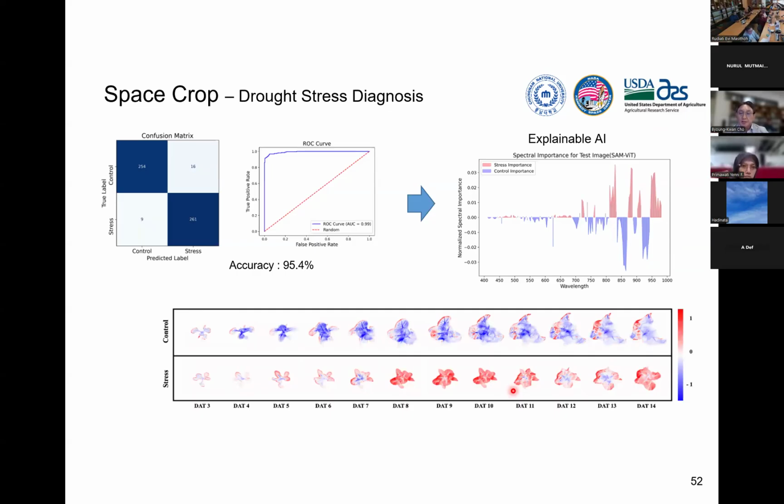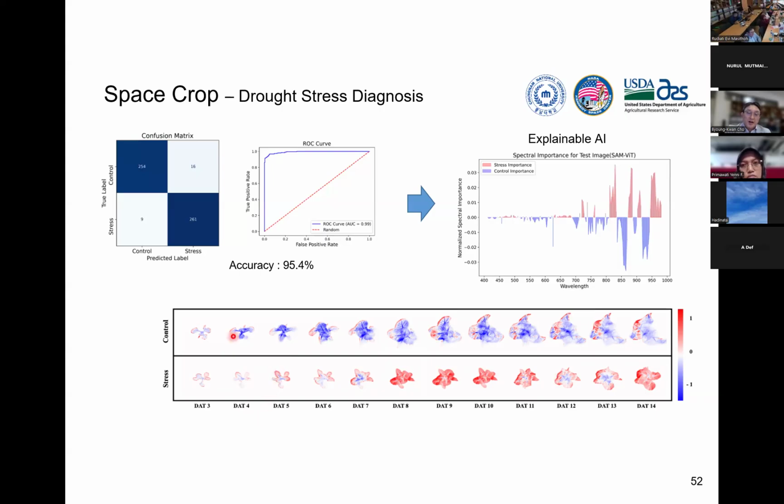Okay? Using explainable AI, when we look at the stressed one, the darker red color is at the edge of the plant. Okay? It means the stress initiated through the edge of the plants. So that is very interesting.